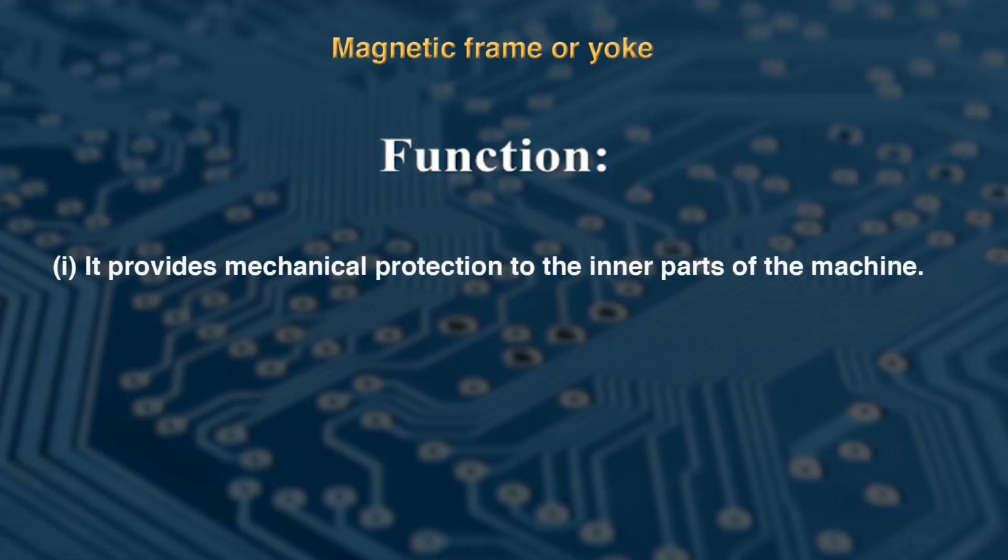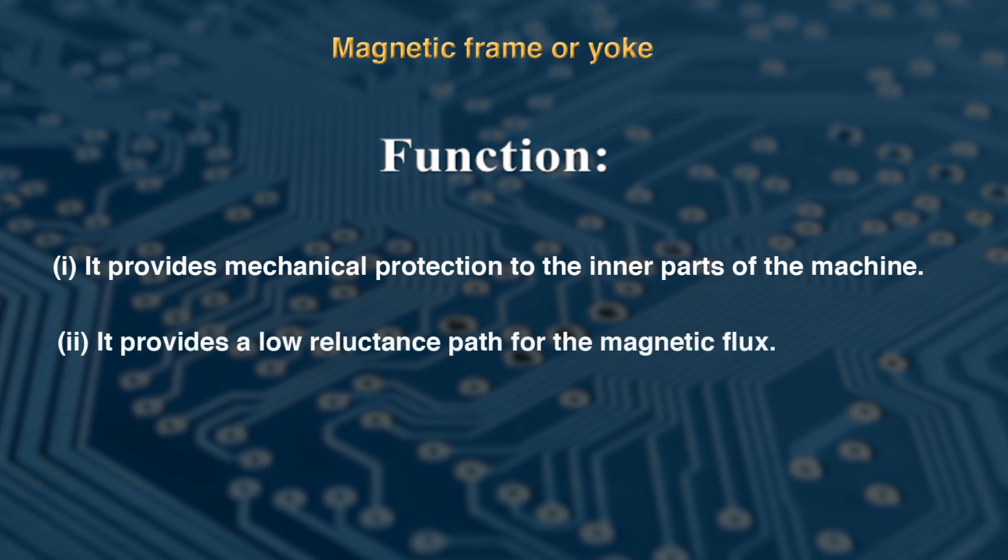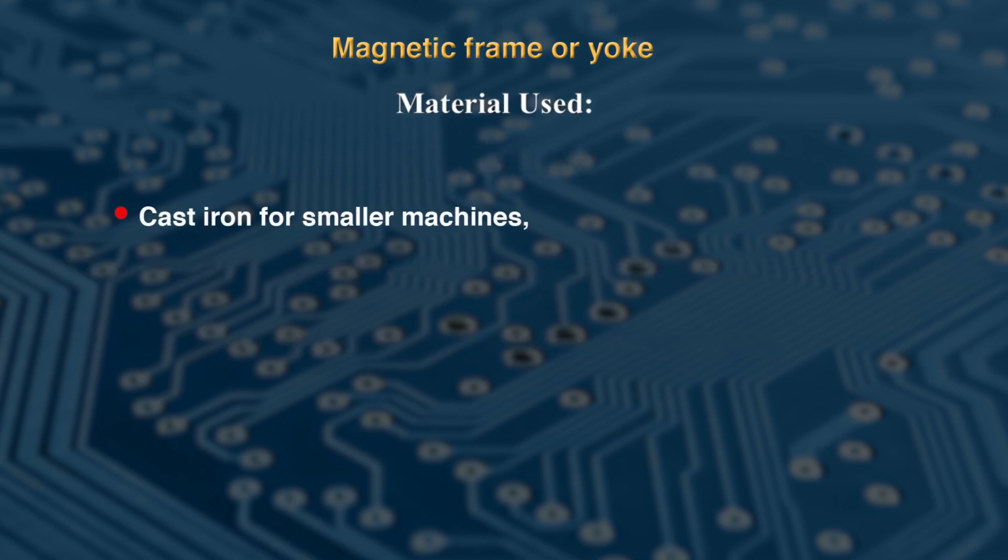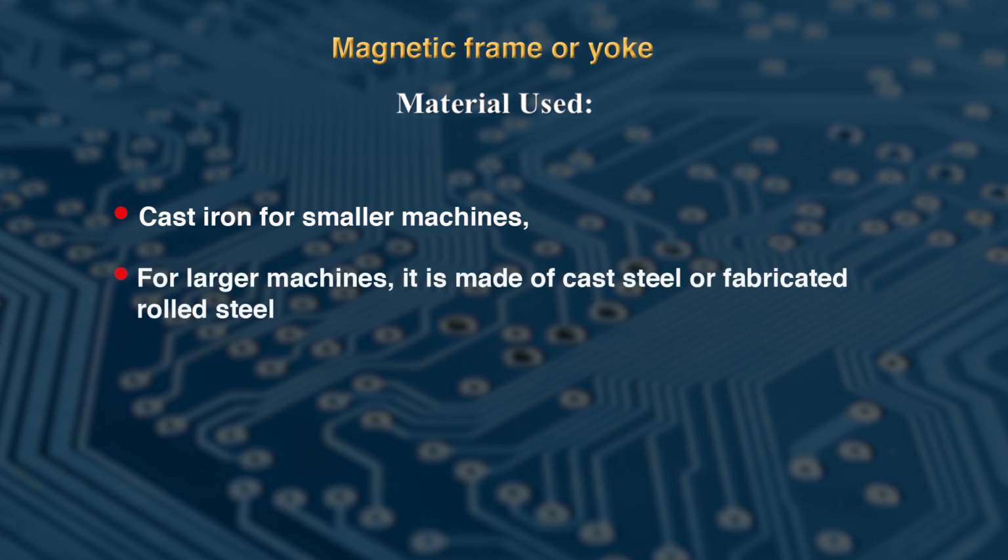The first function of the yoke is that it provides mechanical protection to the inner parts of the machine, and the second function is that it provides a low reluctance path for the magnetic flux. The material used for the yoke is cast iron for smaller machines, and for larger machines it is made of cast steel or fabricated rolled steel, since these materials have better magnetic properties as compared to cast iron. Now we have to understand what a pole core and pole shoes are.